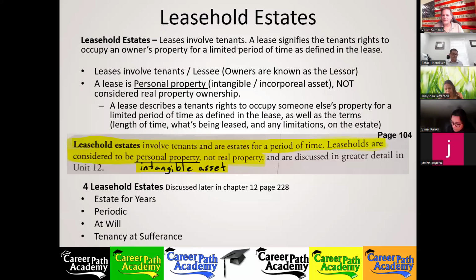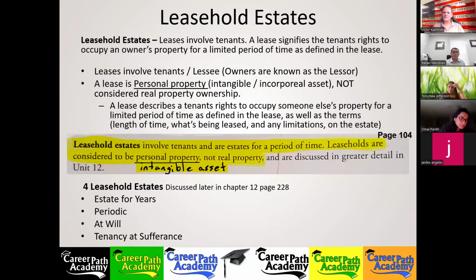So leasehold estates involve tenants. A lease signifies the tenant's rights to occupy an owner's property for a limited period of time as defined in the lease. Leases involve tenants. The tenant is the lessee. Owners are known as the lessor because they're the one that gives the lease. They end in OR. The one that gets the lease ends in EE, right? And a lease is personal property. It's an intangible or incorporeal asset. It's not considered to be real property ownership.